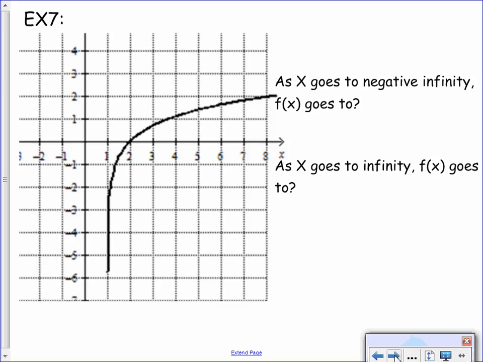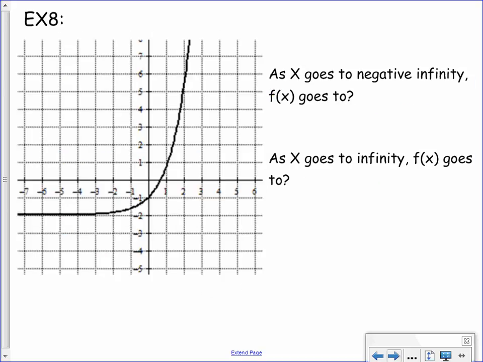This one's tricky. The left is easy. You just put an arrow there. Where's it going? Negative infinity. On the right, the question is, is it still going up? Yeah, it is. It's infinity. Here's my favorite. Let's do the right because this one's obvious. On the right, it's going to positive infinity.